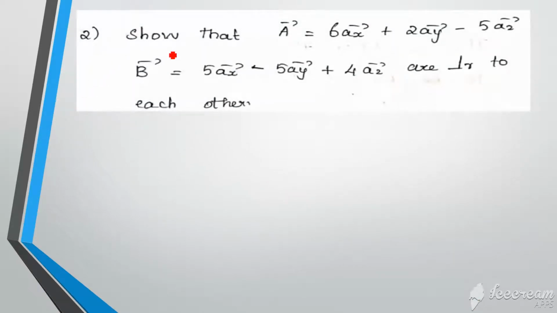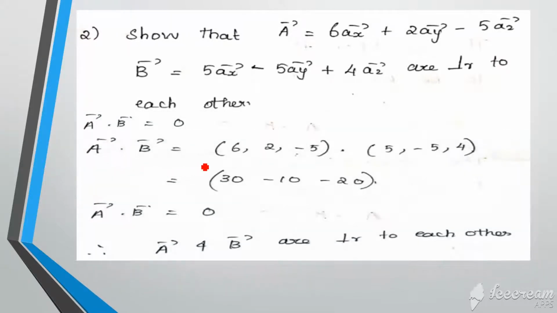Second problem: show that a vector equal to 6ax plus 2ay minus 5az, b vector equal to 5ax minus 5ay plus 4az are perpendicular to each other. Already we know for perpendicular of two vectors the condition is a vector dot b vector is equal to 0. So find a vector dot b vector. We can write the given vectors in point form: a as 6 comma 2 comma minus 5, and b vector as 5 comma minus 5 comma 4.